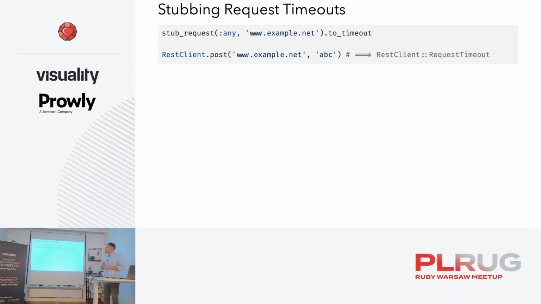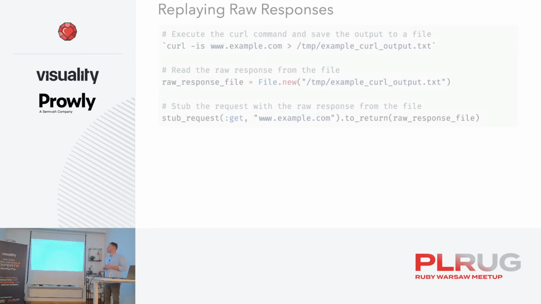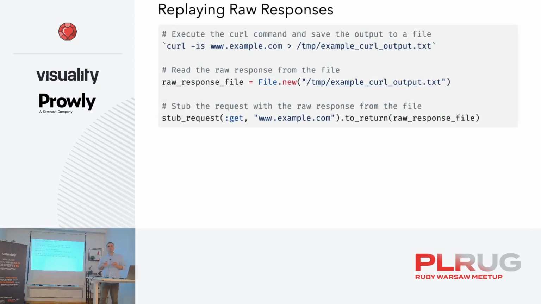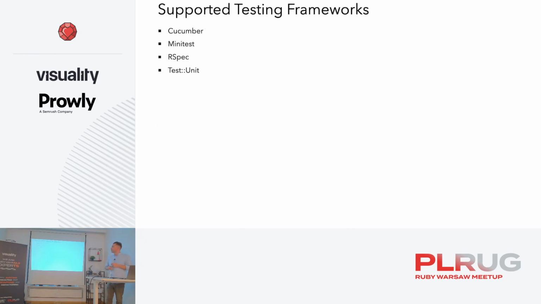WebMock has many other features for stubbing. It allows you to stub requests to timeout, or it offers stubbing requests with basic authentication. You can also record raw request responses with curl, and then replay them with WebMock. WebMock supports all popular Ruby HTTP clients, and it supports all popular testing frameworks in Ruby.